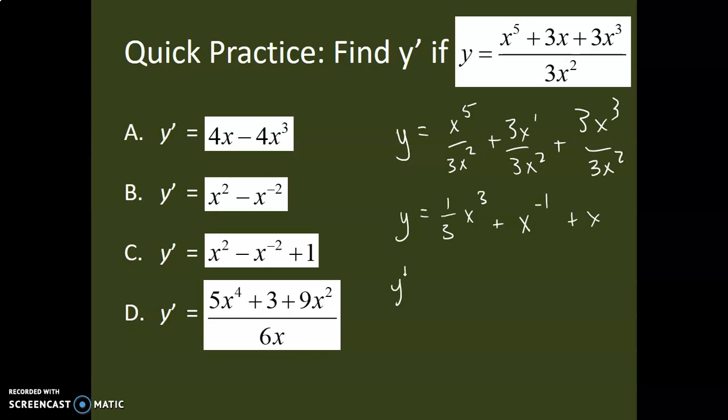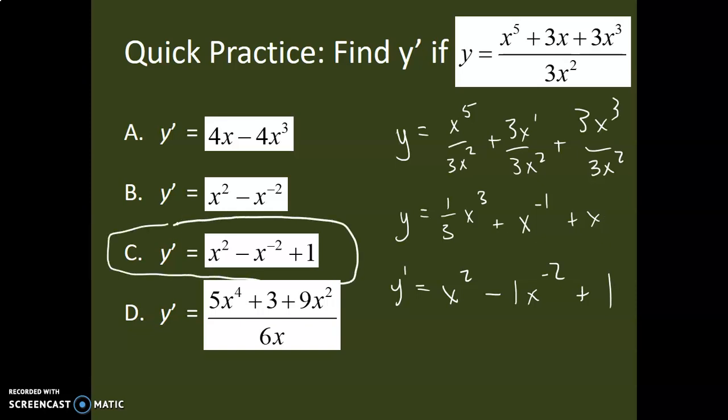So when I take the derivative, 3 times 1/3 cancels out, and I'm going to drop it to x squared. Bring the negative in front, so now it's negative 1. Drop the exponent down to negative 2, and then the derivative of x is just 1. So then I look at my answer choices. These two are pretty similar, but I do need the 1 here at the end. So C is looking pretty good.